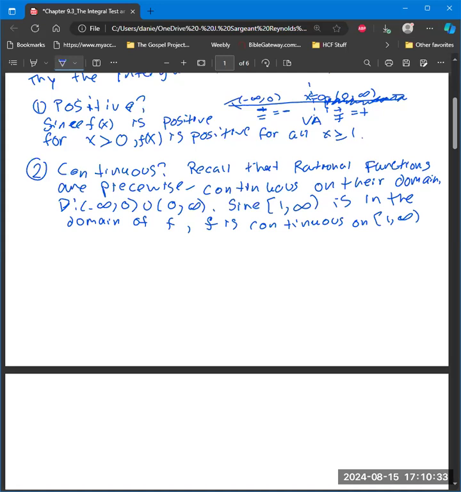The only discontinuity is at x equals 0, which is not in 1 to infinity. All right. 3, decreasing.